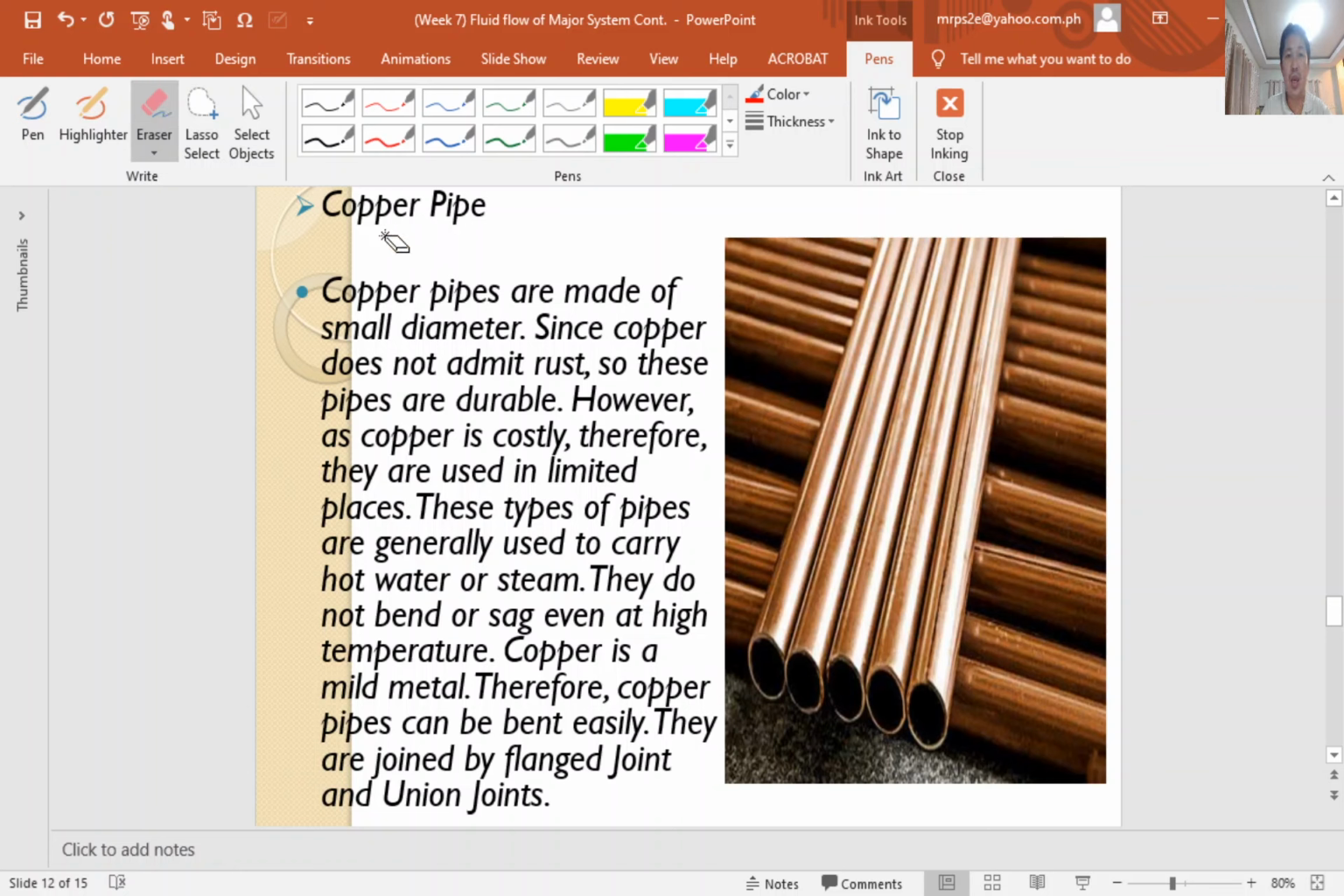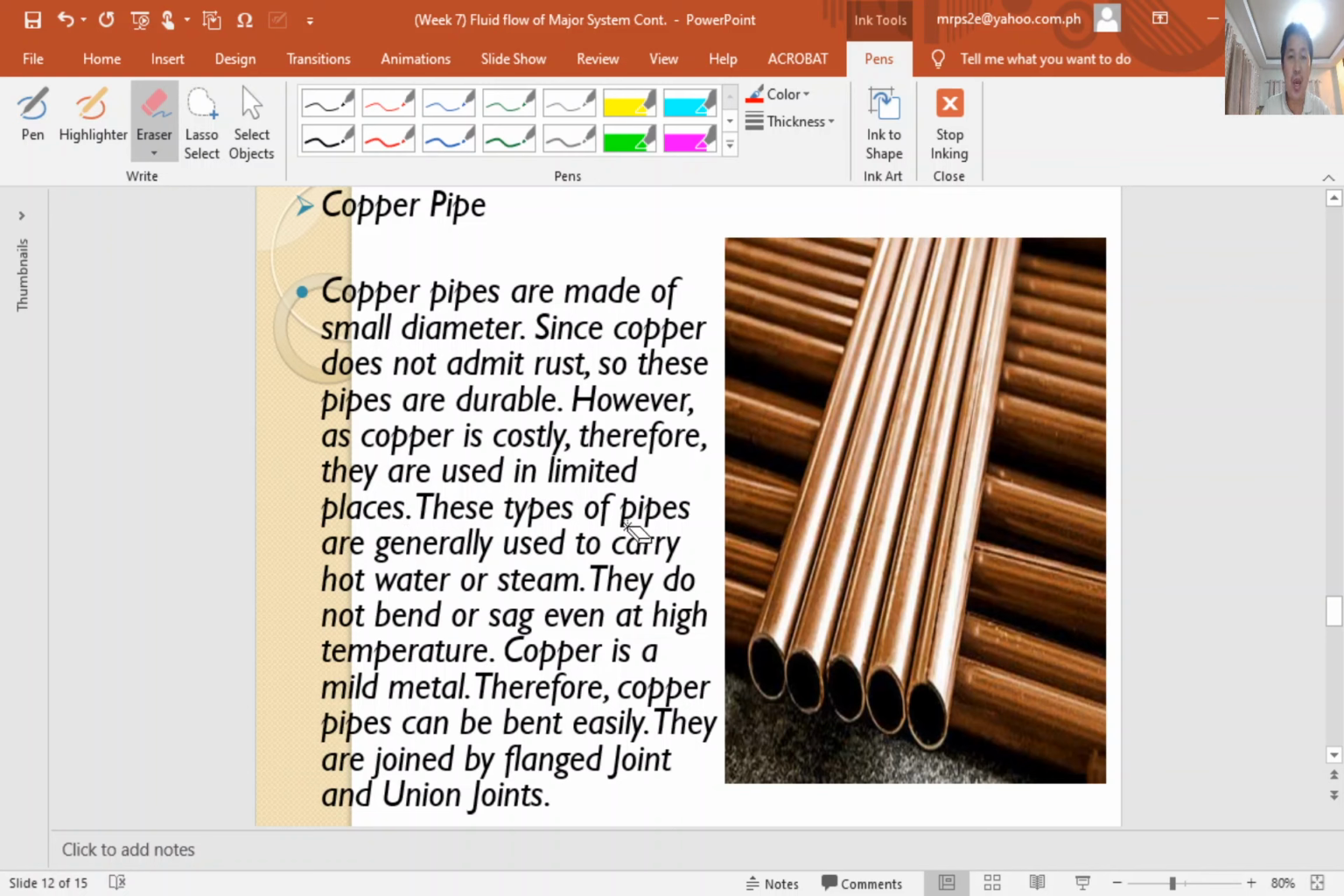We have also here the copper pipe. As you can see here, this is a copper pipe. Copper pipes are made of small diameter. Most of the copper pipes are in small diameter, meaning the size of the pipe, the circle diameter here, or what we call the nominal diameter. Since copper does not admit rust, these pipes are durable. However, as copper is costly, they are used in limited places.